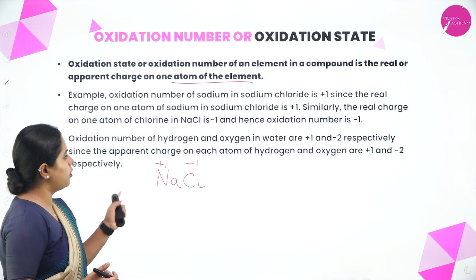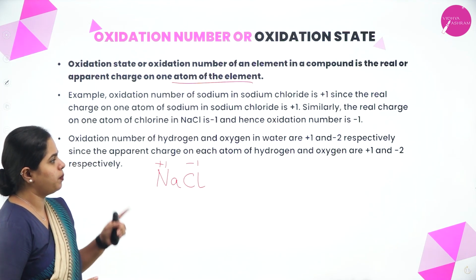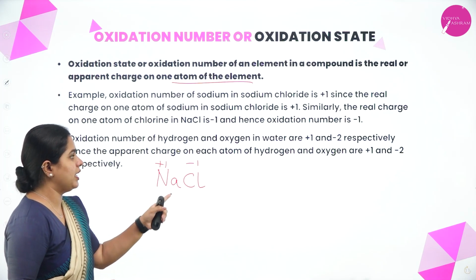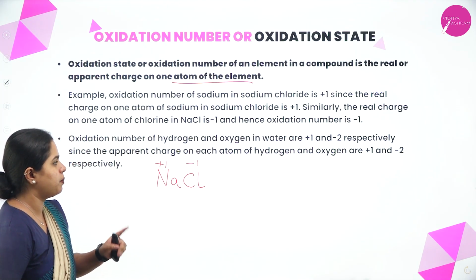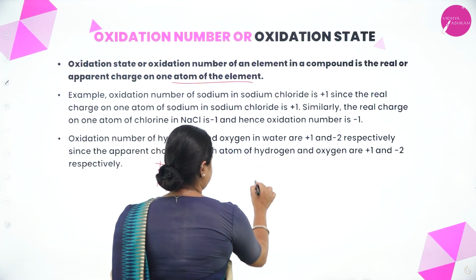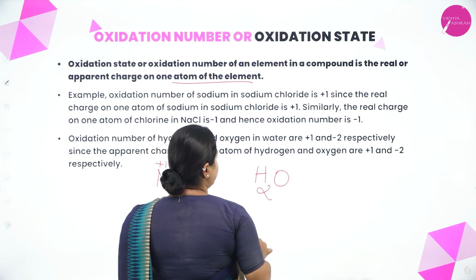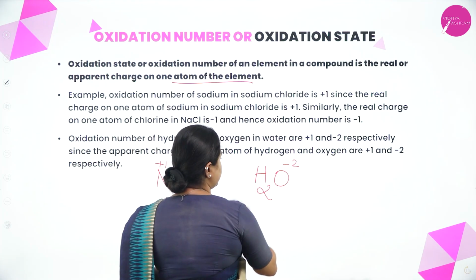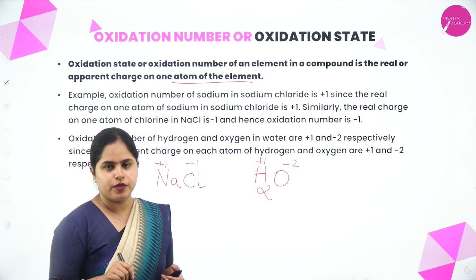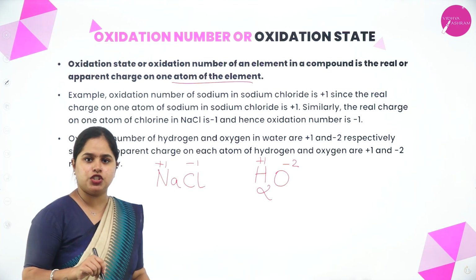The oxidation numbers of hydrogen and oxygen in water are +1 and -2 respectively, since the apparent charge on each atom of hydrogen and oxygen are +1 and -2 respectively. So in water, the charge on oxygen is -2 and on each atom of hydrogen is +1. So that is the apparent charge given here.